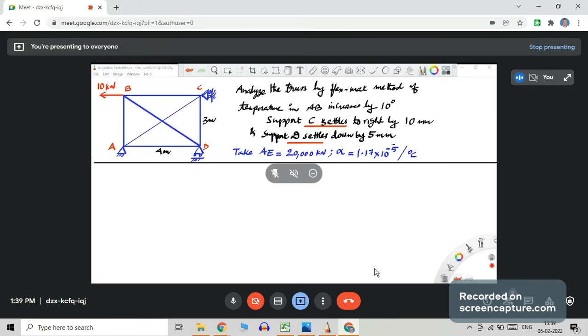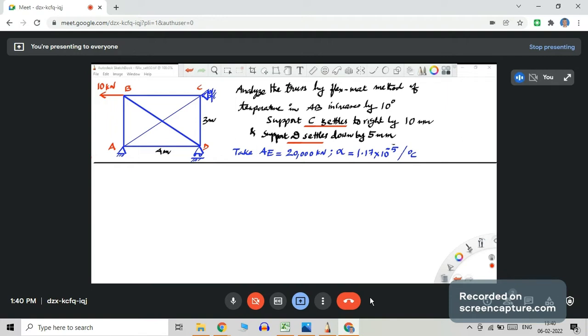So I have modified that problem. You must be reading that here. Same truss, A, B, C, D, no change. All the quantities, AE is 20,000, alpha is 1.17. These quantities we have already evaluated, that is L alpha T for temperature, so I may not be repeating that. I think we got 0.351 millimeter as the expansion due to temperature, so that is retained in the problem. Member AB temperature increases by 10 degree, that is retained.